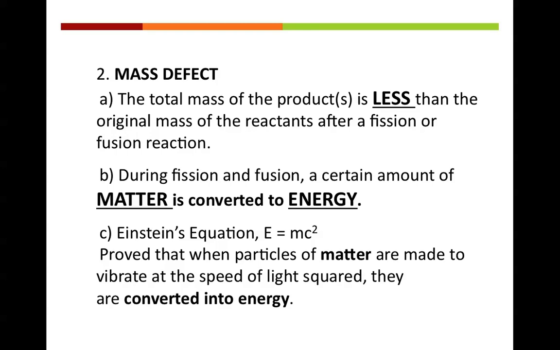So during, again, fission and fusion, we have this mass defect that takes place where a small amount of matter is converted into a large amount of energy, which results in the mass of the products being a little bit less. This goes back to the well-known Einstein's equation of E equals mc squared. This basically proved that particles of matter, if we're able to vibrate them at the speed of light squared, can be converted into energy. And again, this is going to be very different than the rest of the year where we really do follow the conservation of mass and energy. But for these fission and fusion reactions, again, it's a gray area where we're actually converting it into energy.